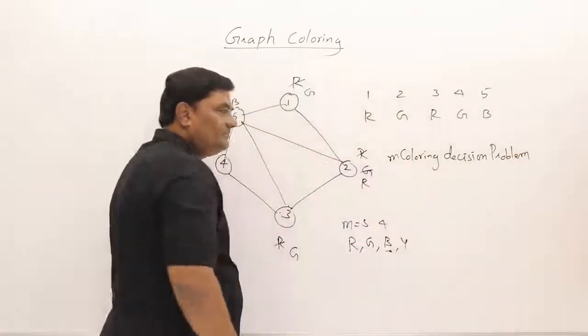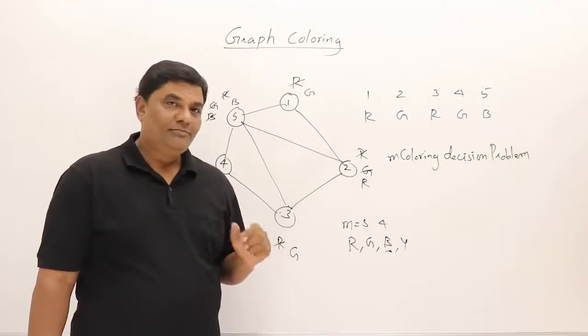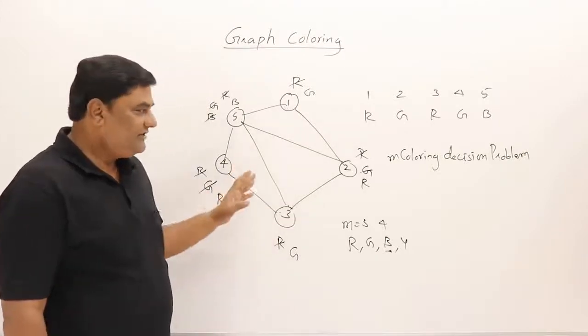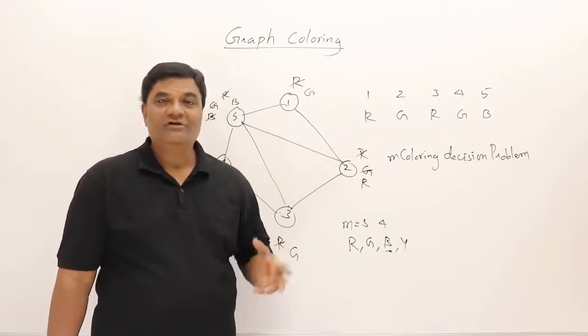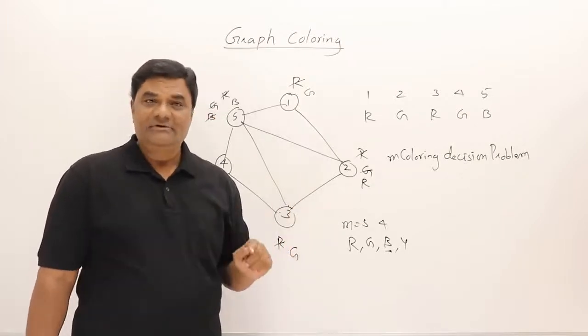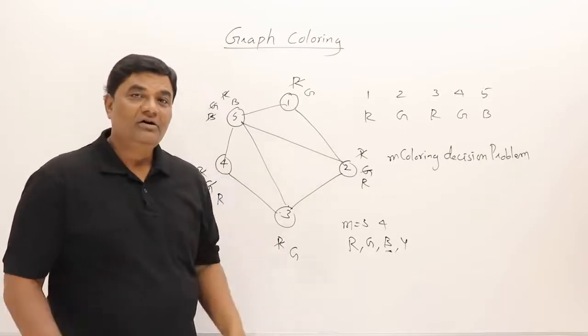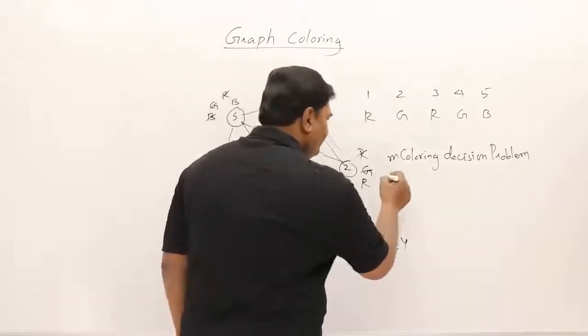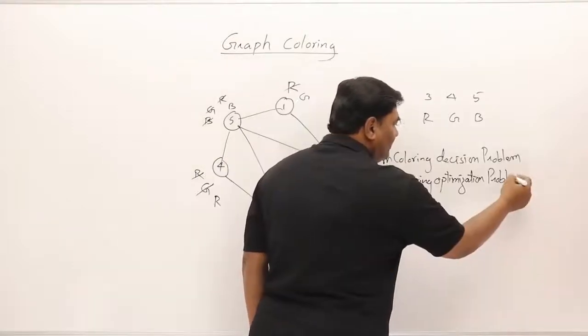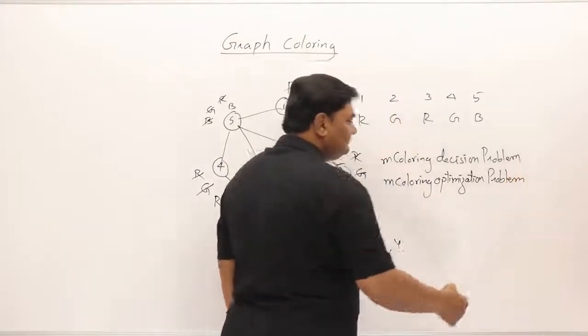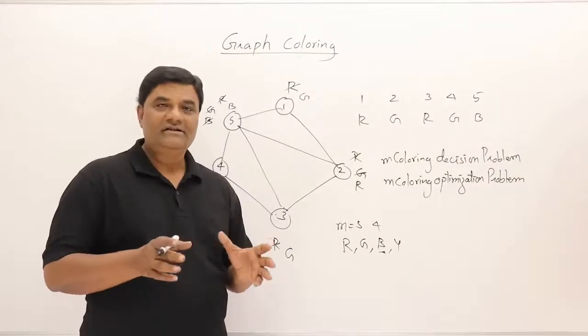We'll define one more problem here. If a graph is given and we want to know the minimum number of colors required for coloring the graph, this problem is called the M coloring optimization problem. Now we can say there are 3 types of problems.